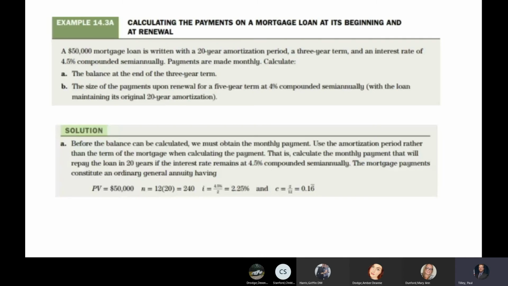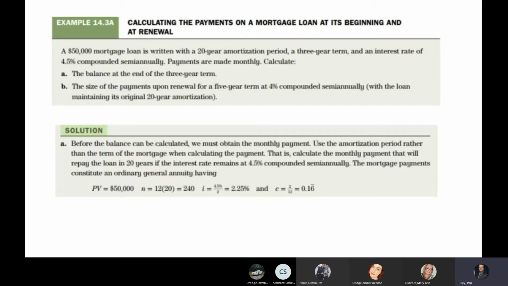Here's an example. I'm only going to do the A part just to keep it simple here. A $50,000 mortgage loan is written with a 20-year amortization period, a 3-year term, and the interest rate is 4.5% compounded semi-annually. Payments are made monthly.